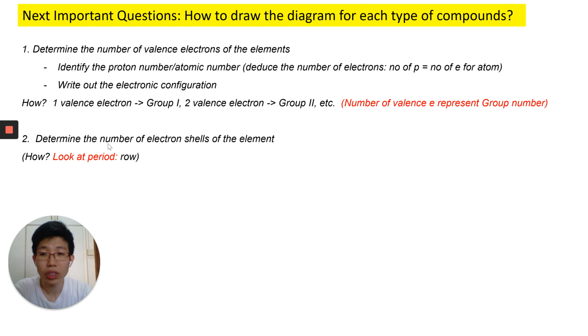Another way is you can just look at the periods, which are the rows of the periodic table. If it's the first row, it means it has only 1 electron shell. Second row means 2 electron shells, and so on and so forth.